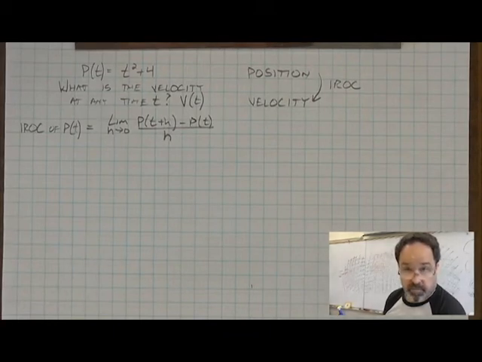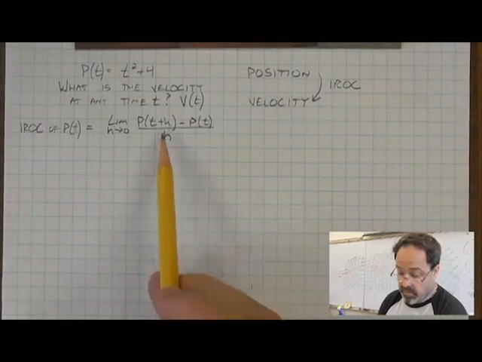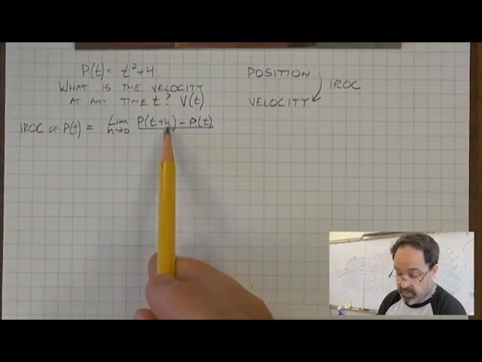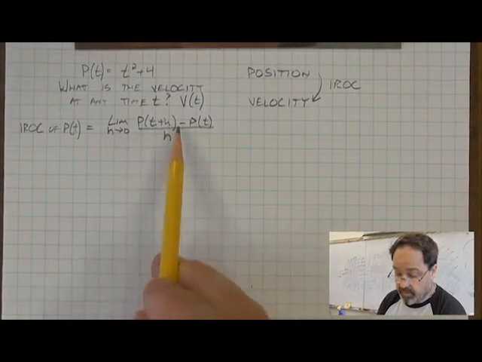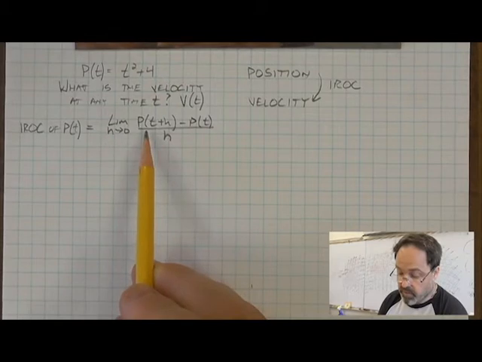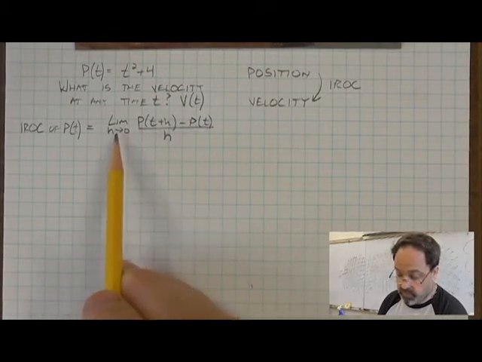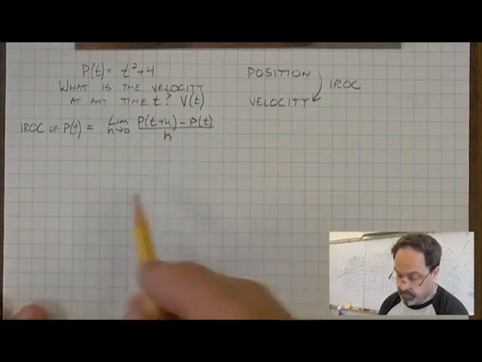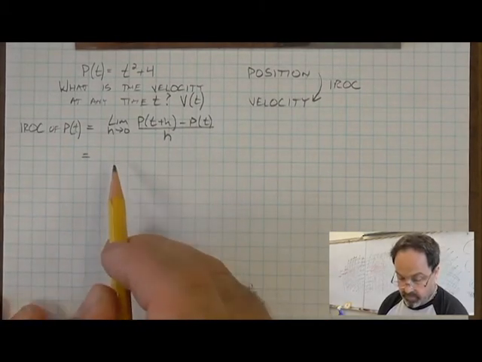We don't have a specific time t. So when we go through this process, we're going to keep t as the variable. h is a variable, but it is involved with the limit. So we're going to keep track of this expression with both t and h in it all the way to the end. Next line of work.